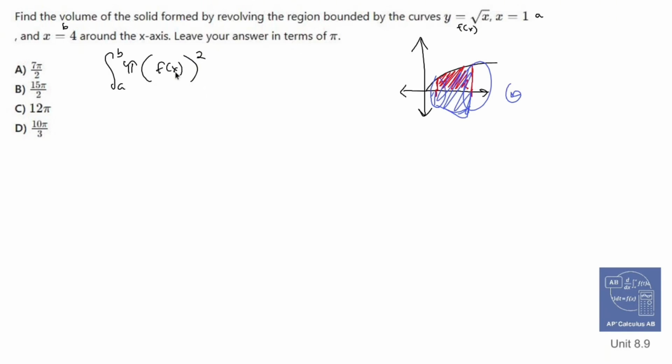And if you're looking at that and saying, wait a minute, that is kind of like pi r squared, isn't it? It is, because essentially what we're doing is we're cutting this part into an infinite amount of circles and then stacking them on top of each other to find the volume. That's why this is called the disk method.